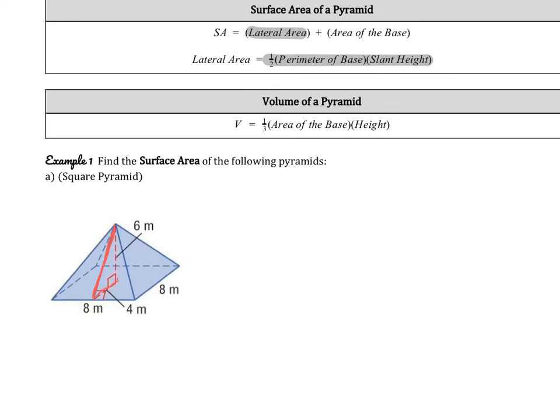Luckily, we do have a right triangle given right here. We know that this is 6, and we can see that this is 4. I'll call this S for slant height, and we can solve for that using the Pythagorean theorem. So 6 squared plus 4 squared equals S squared. So S is the square root of 6 squared plus 4 squared. This gives us approximately 7.2 if we round to the nearest tenth. So that's going to be our slant height.